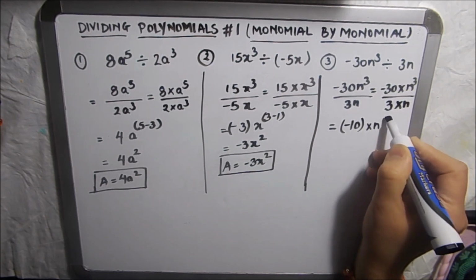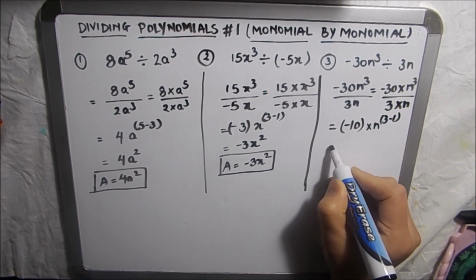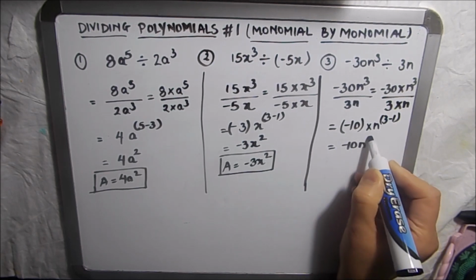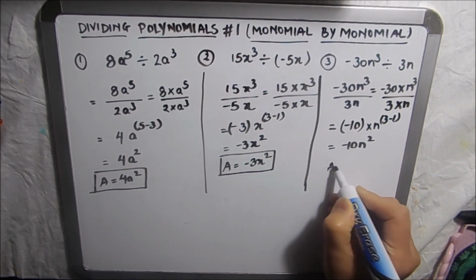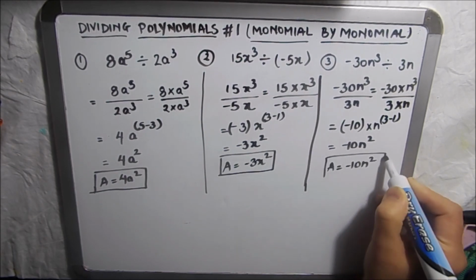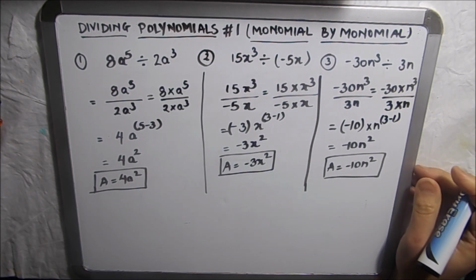And the power of n will be 3 minus 1. So this is minus 10n square. So our answer is going to be minus 10n square. So this is how we divide a monomial by a monomial.